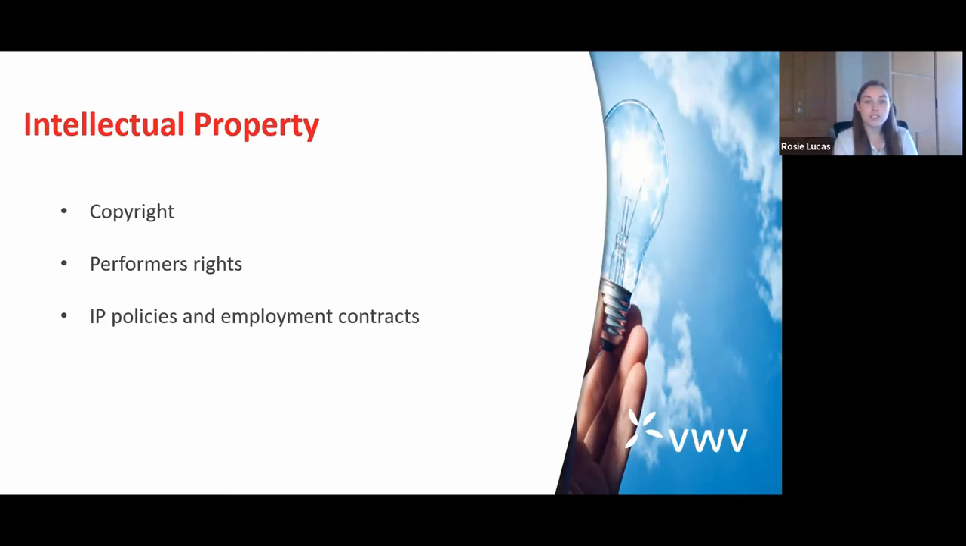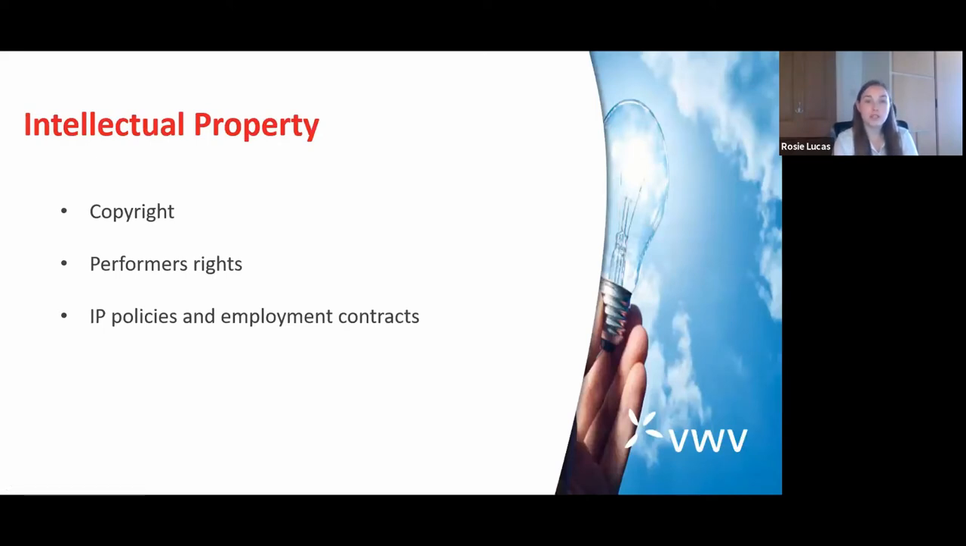So check your university's IP policy and contracts of employment to see if the position differs from the default. And if it is different, you may need to look at getting an assignment or permission to use the materials in the recordings. And this would apply for both existing recordings and those that you create in the future.